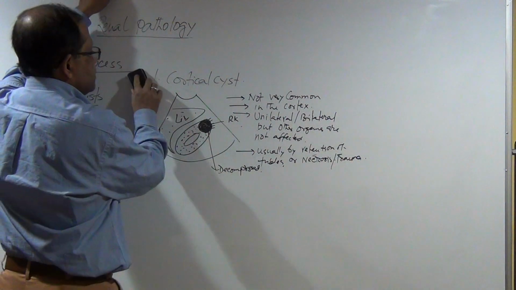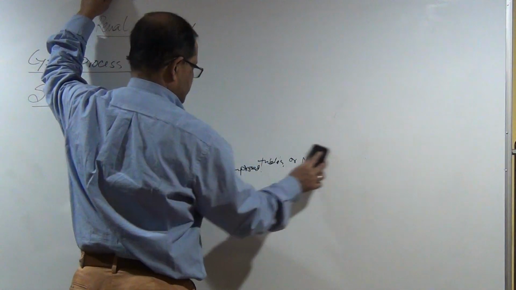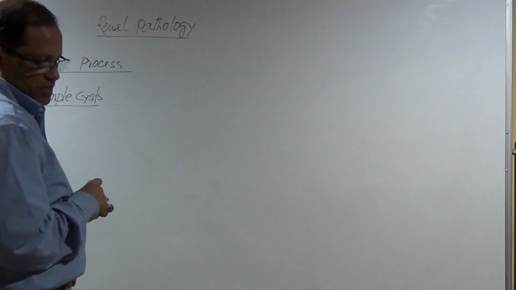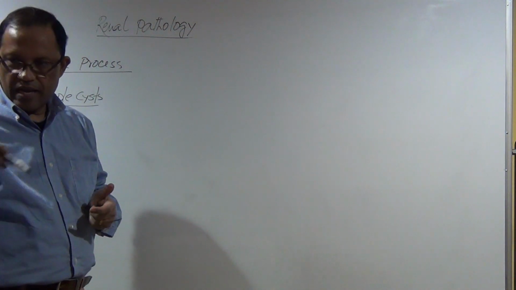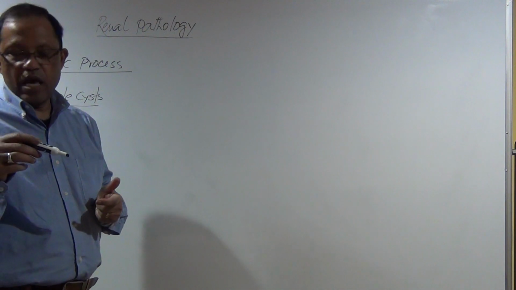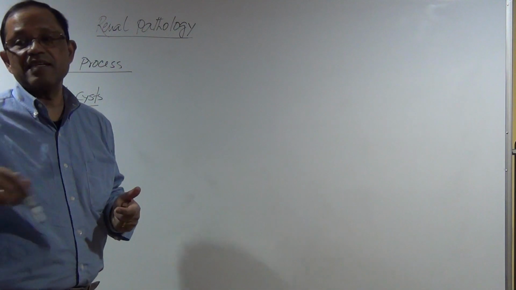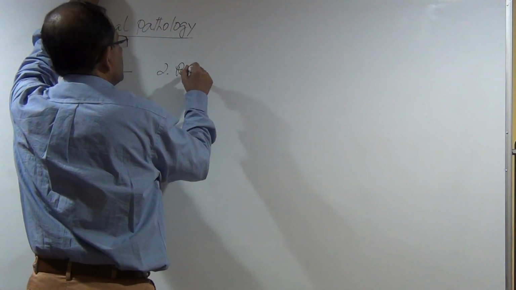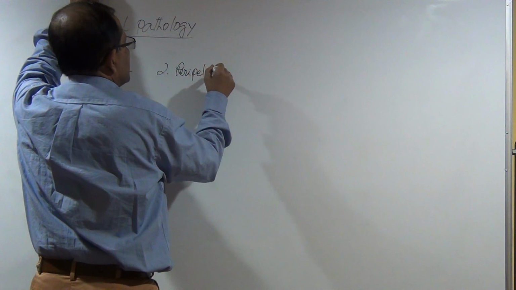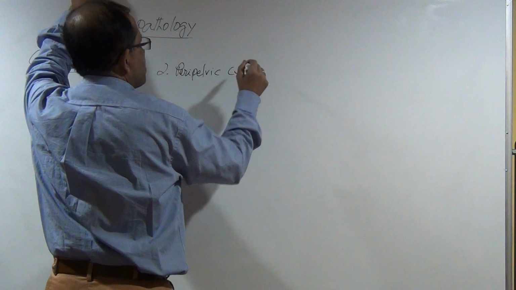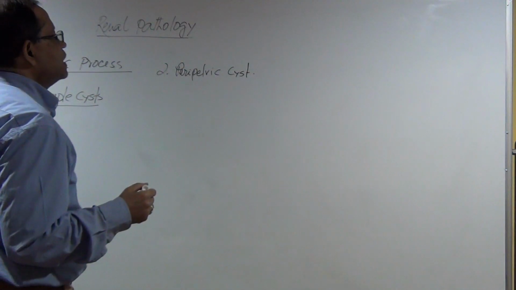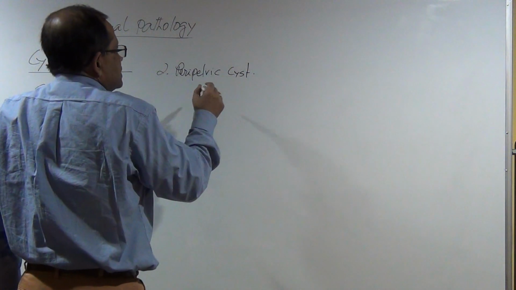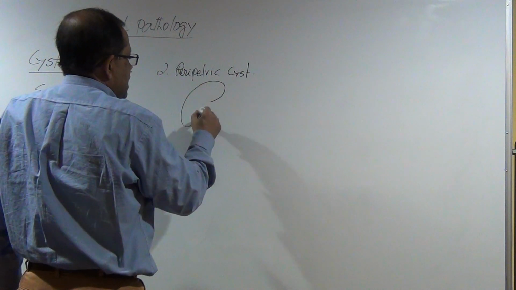Next one is peripelvic. Peripelvic, what does peri mean? Peri means along the pelvis, and para means by the side. So number 2, peripelvic cyst. Peripelvic cyst, the kidney has a pelvis.